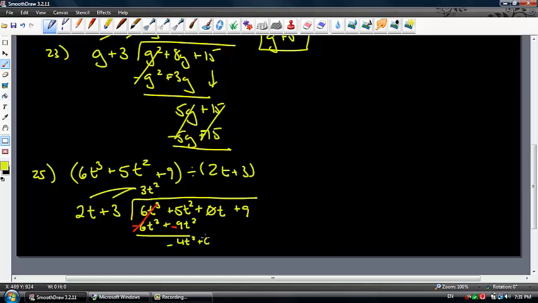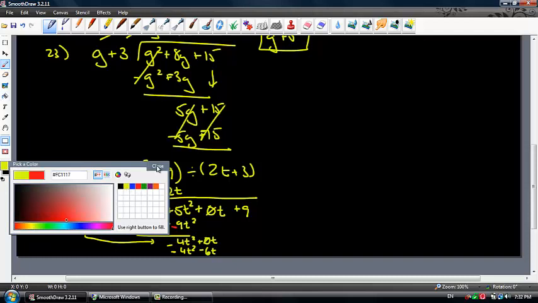Squared. I'm going to bring down 0t. And now the 2t divides into the negative 4t. I get negative 2t. And now I'm going to multiply, so I get 4t squared, that should be negative, minus 6t.